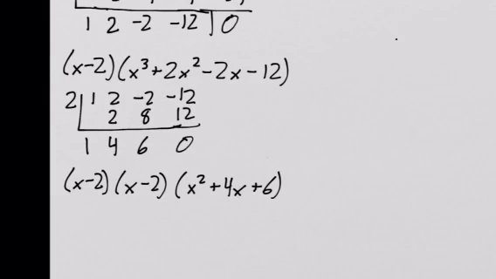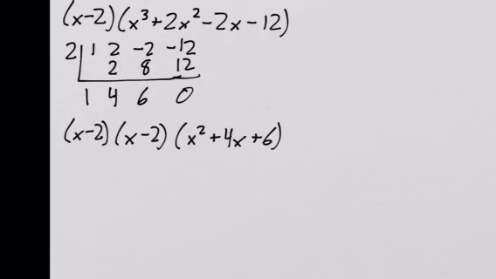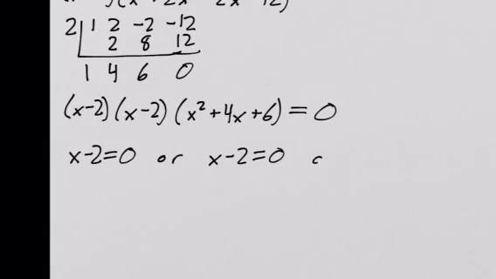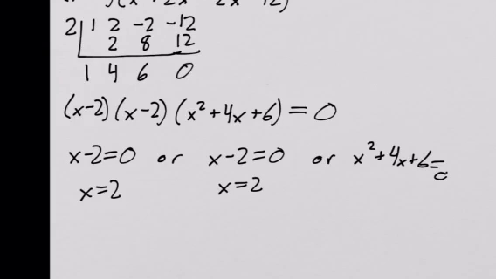So now I could continue testing like this with the x squared plus 4x plus 6, but it's really unnecessary. So I know that equals 0, which tells me x minus 2 equals 0, or x minus 2 equals 0, or x squared plus 4x plus 6 equals 0. Well, here I get x equals 2. Here I get x equals 2.